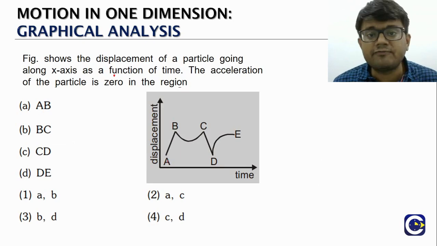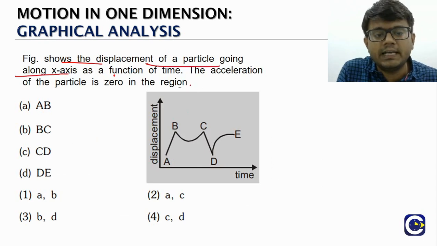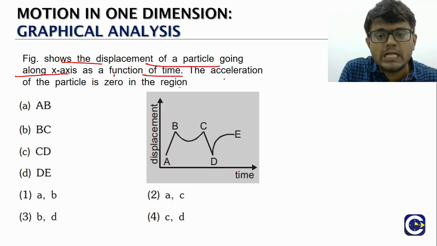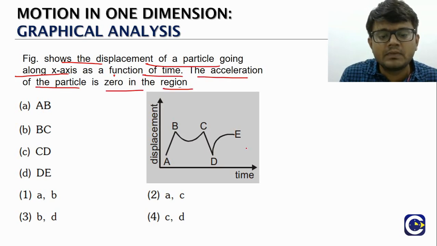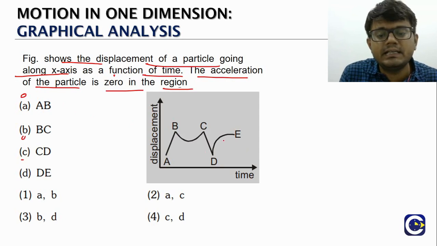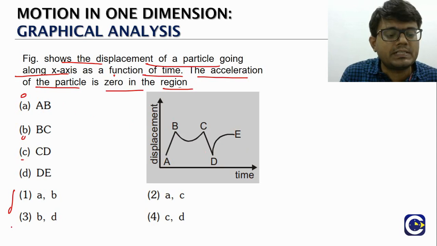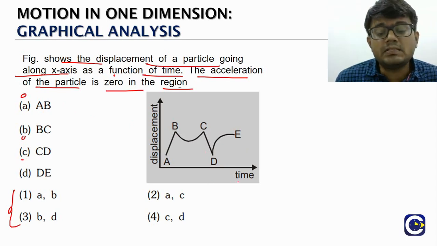It's a straightforward question. The figure is showing the displacement of a particle which is going along the x-axis as a function of time. The acceleration of the particle is 0 in which region? So they are giving us 4 regions marked here. A is basically the AB part, B is the BC part, C is the CD part, and D is the DE part. So 4 options are given. We have to conclude which of them will have the acceleration of the particle 0.